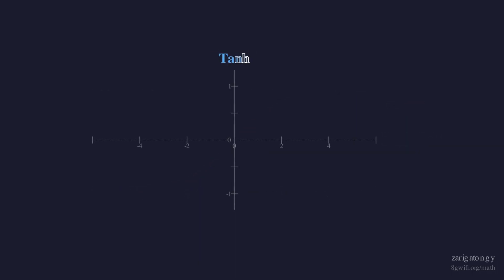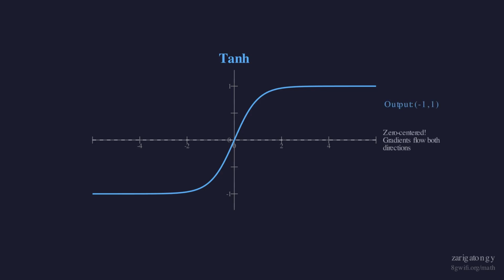Tanh, like sigmoid but centered at 0. Output ranges from -1 to +1. This zero centering means gradients can push both positive and negative, which helps training converge faster. But it still has the vanishing gradient problem at the extremes.